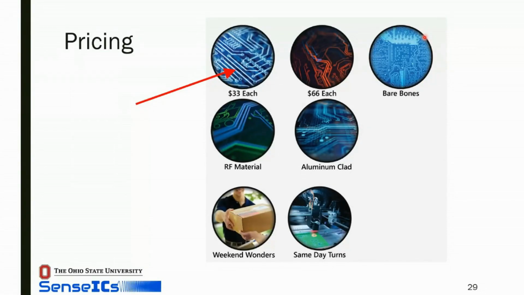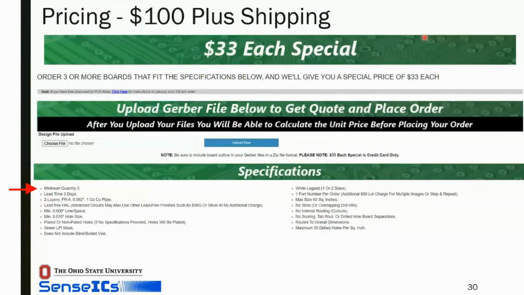Okay, but here's the rub. If you say, okay, I want my $33 board, it's not really $33. You have to buy 3 boards. So you pay $100 to get your $33 board, but you get 3 copies of it.